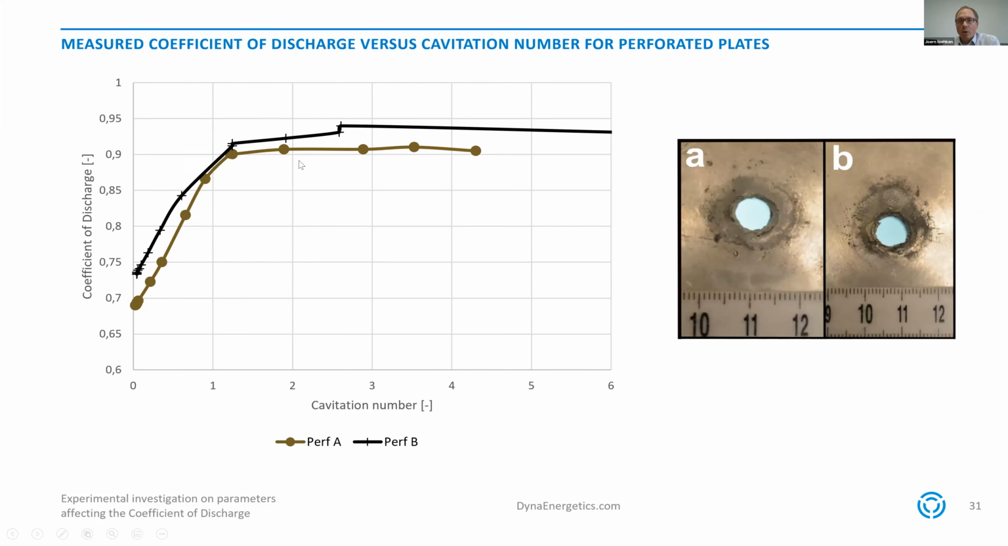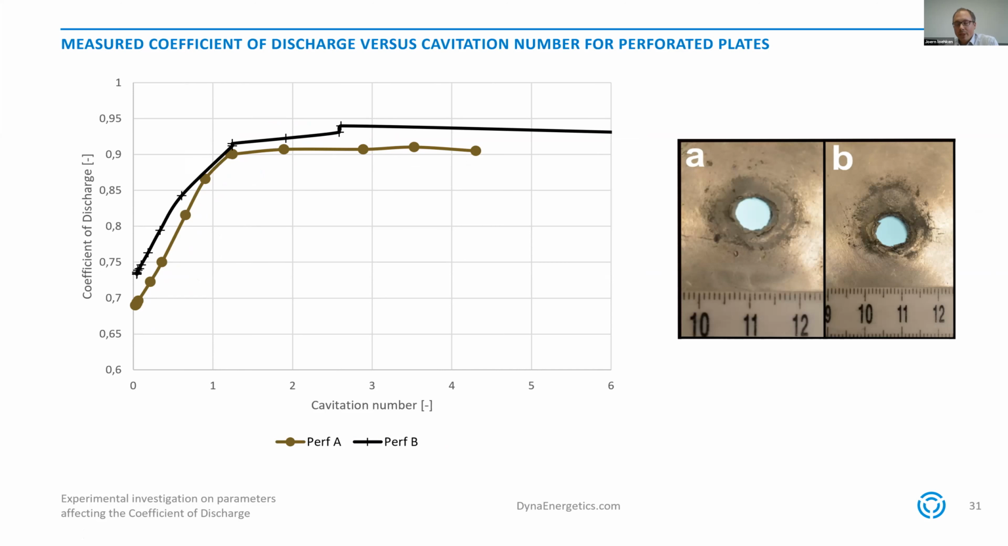I want to show also the example for 2 perforations. We made the same measurements for all perforations, but I just picked 2 of these perforations. And also for these 2, you can see that the coefficient of discharge seems to be a function of the cavitation number, and with very high back pressures, so with very high fracture closure pressures, your coefficient of discharge increases and stays constant at values above 0.9.